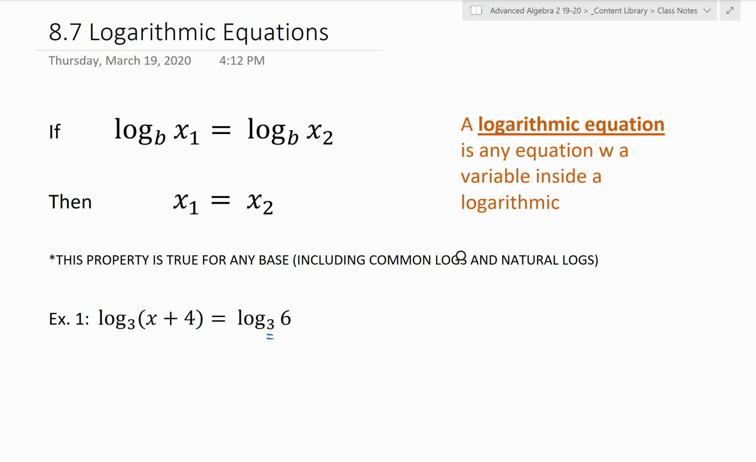So remember, the definition of an exponential equation was any equation that has a variable in the exponent. A logarithmic equation would be any equation that has a variable inside of a logarithm, inside the power of a logarithm. Okay, and so here is our primary rule for the day.